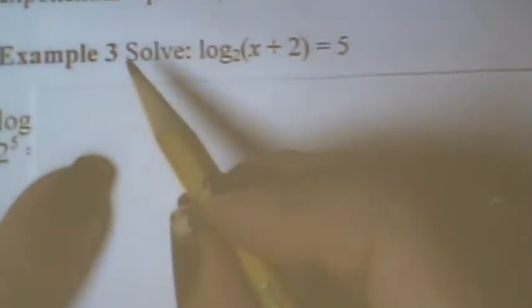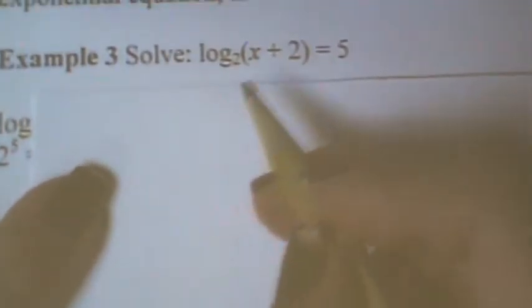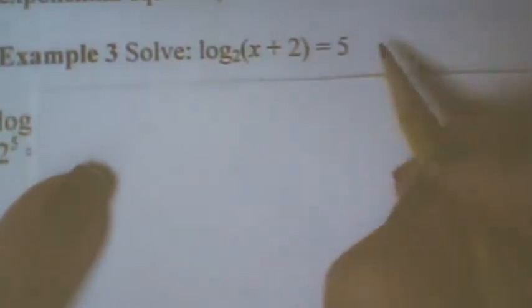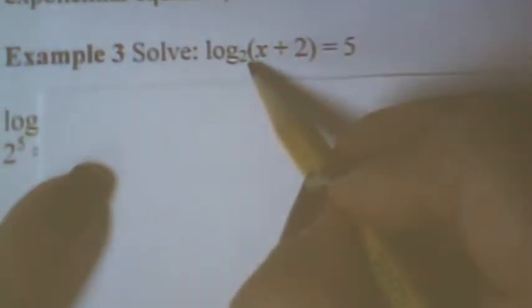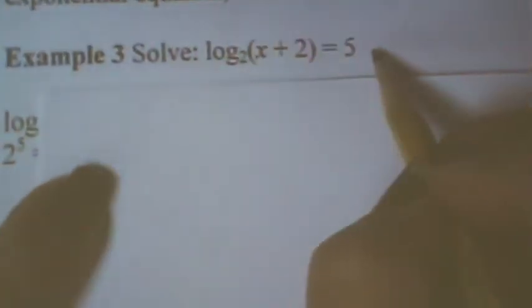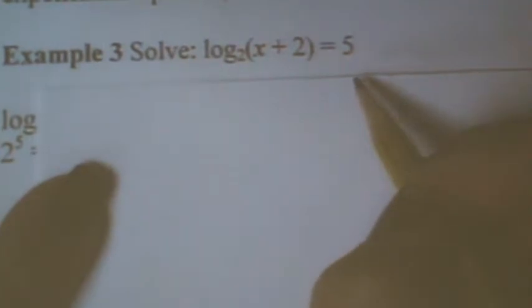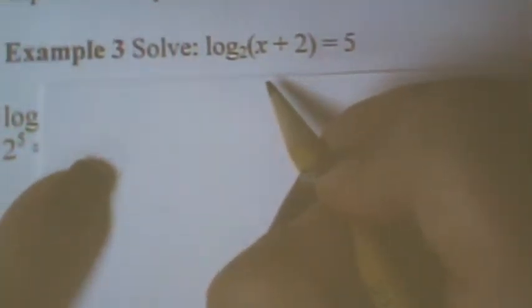Now, example 3 is what we did yesterday. We mastered it, you guys did awesome on example 3. Do you see a log on both sides? No. So guess what? We don't have the right to cross this log base 2 out. You could only cross anything out if you have a match on the other side. So this one, you have to rewrite it in exponential form.